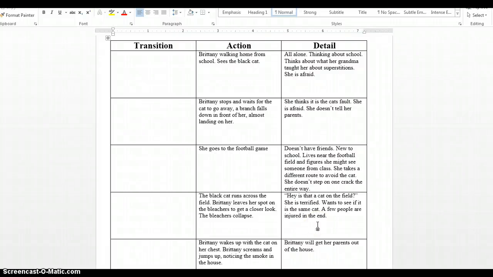Our lesson for today is to use a variety of transition words, phrases, and clauses to convey sequence and signal shifts from one time frame or setting to another. Yesterday, we filled out the action and detail box in our plot planner. Today, we're focusing on transitions.